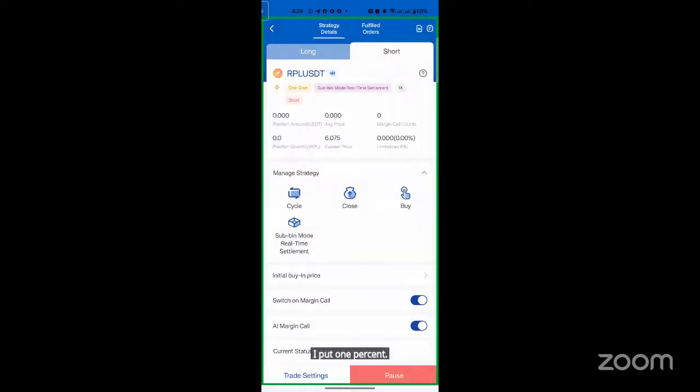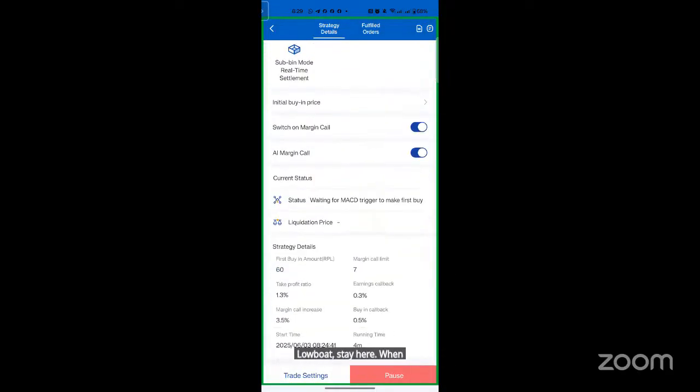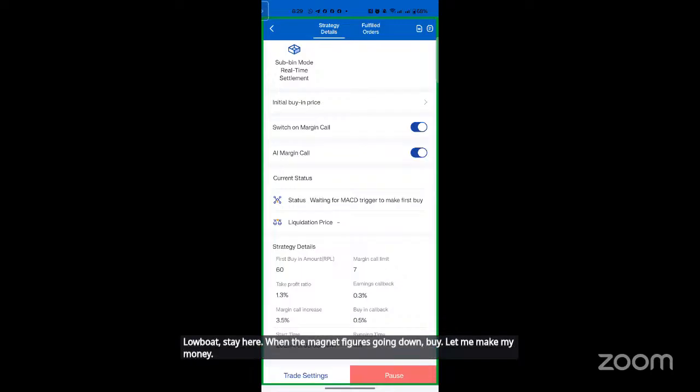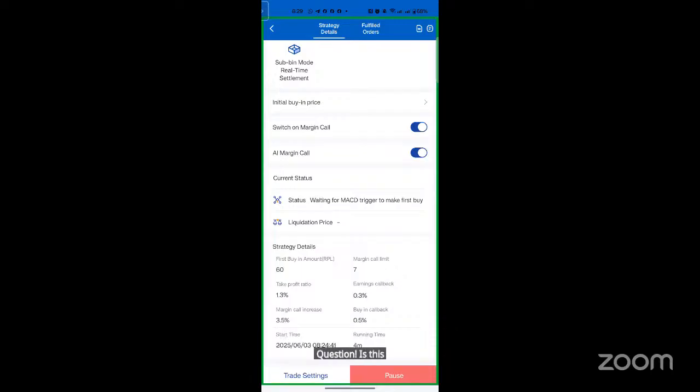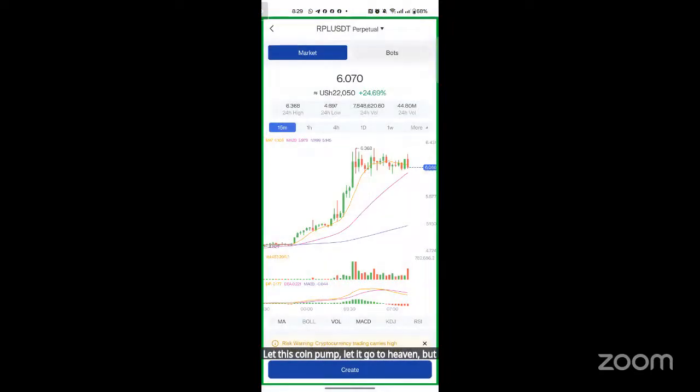Robots stay here. When the MACD figures going down, buy. Let me make my money. Question, is this hard? Let this coin pump, let it go to heaven, but will it come down? Yes.